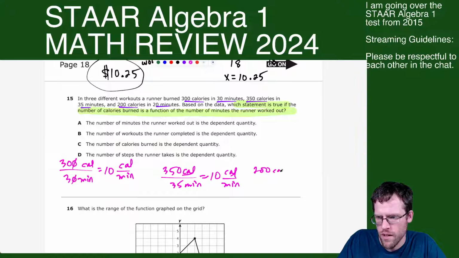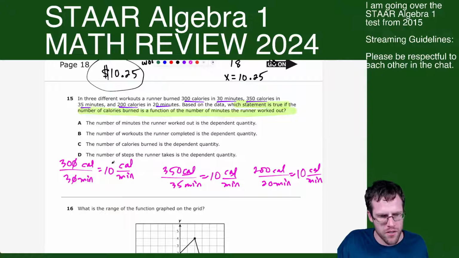Okay, 200 calories. I mean, whatever, I'll just write it out. We're already committed at this point. In 20 minutes is 10 calories per minute. Okay, so the rate of change here looks constant.